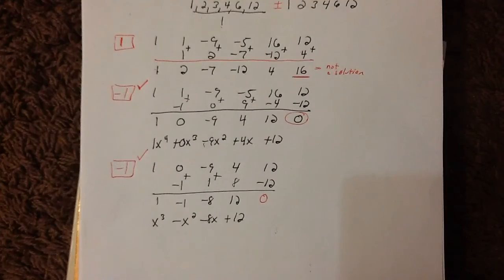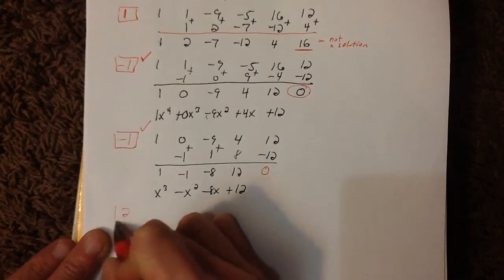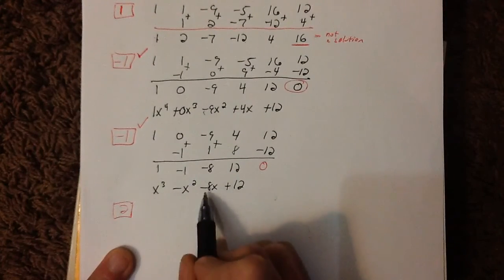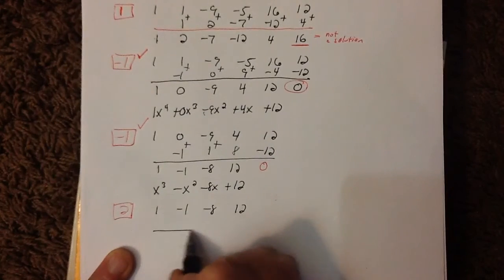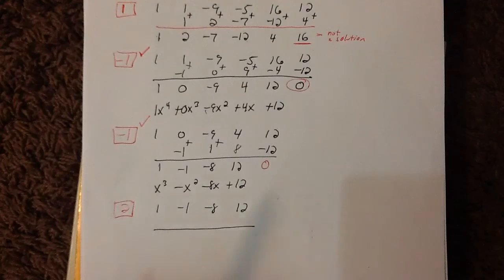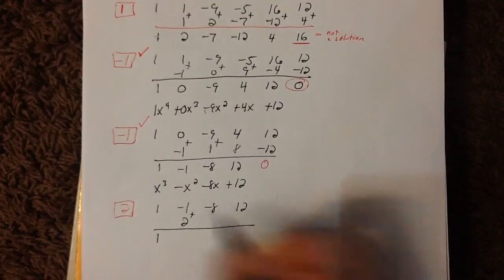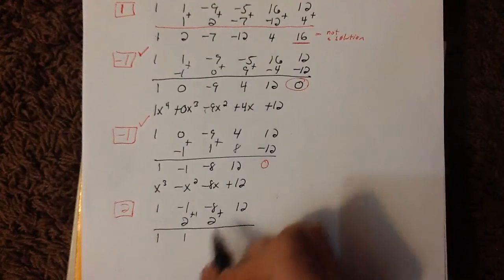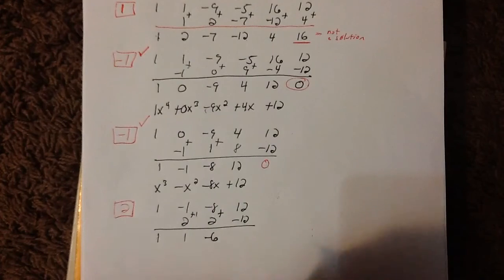For the sake of time, I'm going to tell you that I already know something else that works. It is the number 2. So I'm going to use 2 in the box this time. My coefficients: 1, negative 8, 12. Draw the line. Drop my 1. 2 times 1 is 2. Negative 1 plus 2 is 1. 2 times 1 is 2. Negative 8 plus 2 is negative 6. And 2 times negative 6 makes negative 12, a remainder of 0.